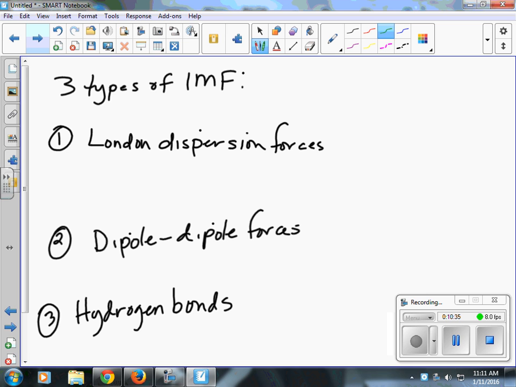London dispersion forces. They are IMFs between all molecules and noble gases.